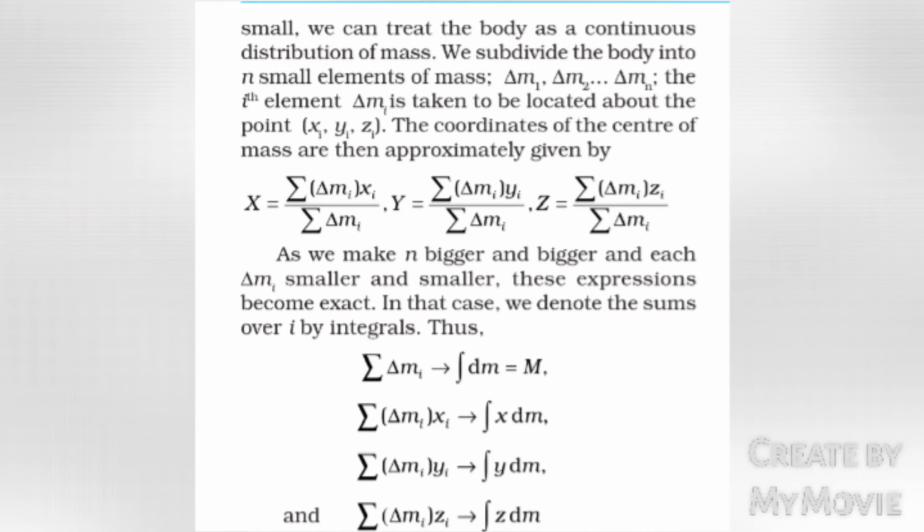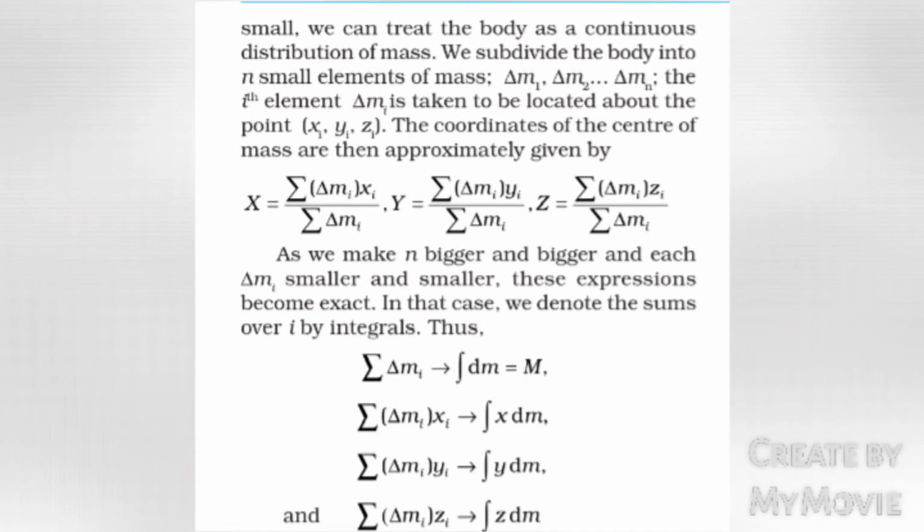The coordinates of the center of mass are then approximately given by x equals summation delta mi xi by summation delta mi, y equals summation delta mi yi by summation delta mi, z equals summation delta mi zi by summation delta mi. As we make n bigger and bigger and each delta mi smaller and smaller, then these expressions become exact. In that case, we denote the sums over i by integrals. Thus, summation delta mi leads to integral dm, which equals M.